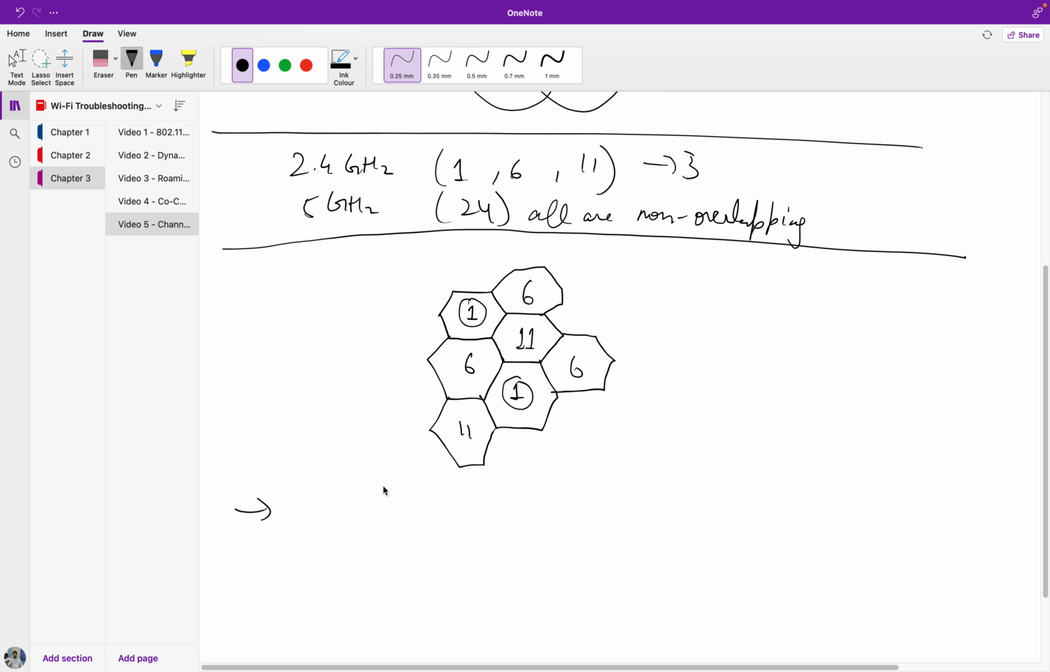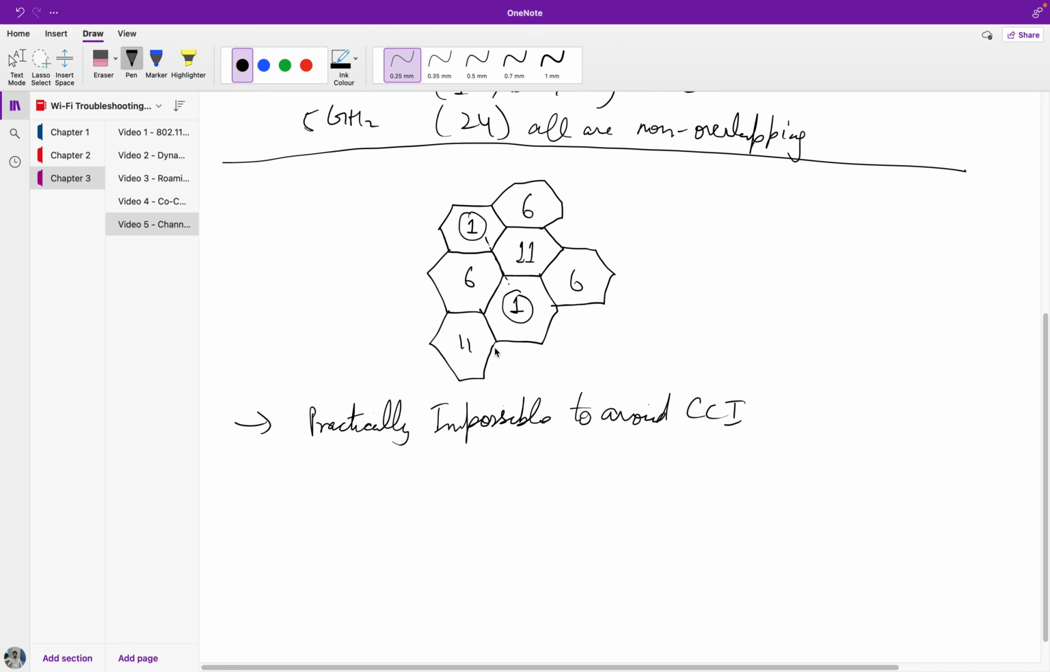Okay, it's very difficult. So it is practically impossible to avoid CCI in the network. It is not going to happen, right? I'll tell you why. There'll always be a certain bleed of the frequencies. So you'll always have the frequency of channel number 1 bleeding over to this channel of the same number, working on the same channel on the AP, right?